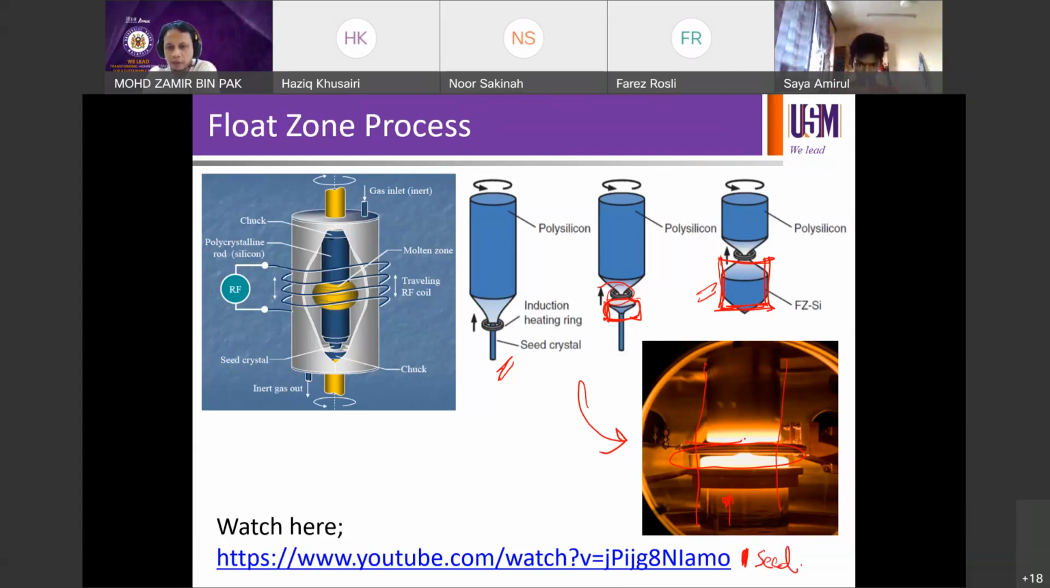Okay, so the coil is moving up and melting the local region, until it finishes, all the way to the top. So when it reaches the top, the whole ingot is already crystallized and purified, and the impurities are pushed to the other side of the ingot. In this case, to the top. So later on, you can see the YouTube video of the animation.